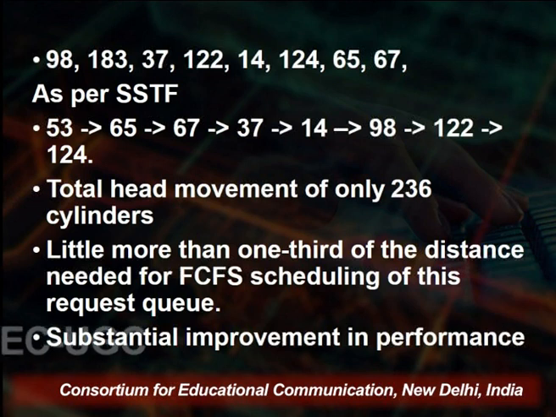Now if we see, earlier in our first come first serve, the total head movement was 600 plus. Here the total head movement is only 236 cylinders, which is a little more than one third of the distance needed for FCFS scheduling of this particular request queue. So the idea behind taking a similar example is that we will be able to compare the policies and the algorithms quickly.